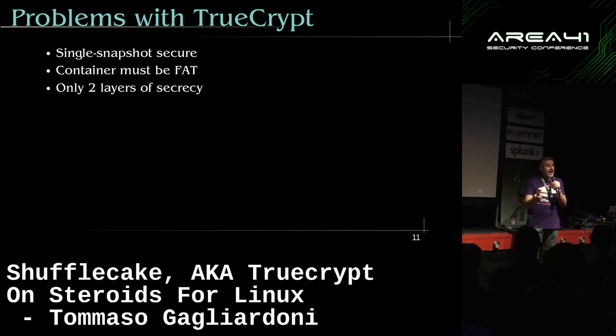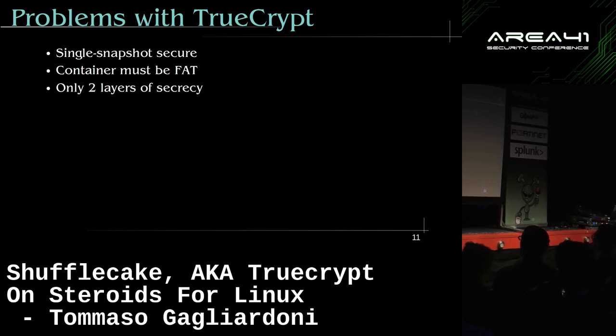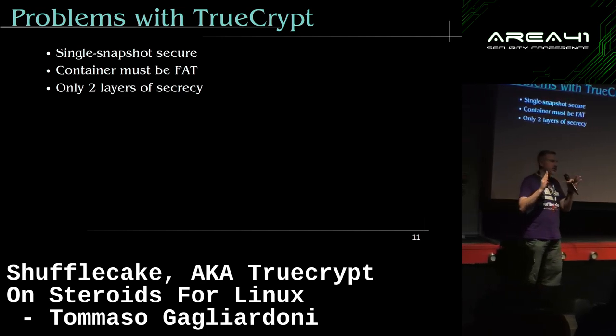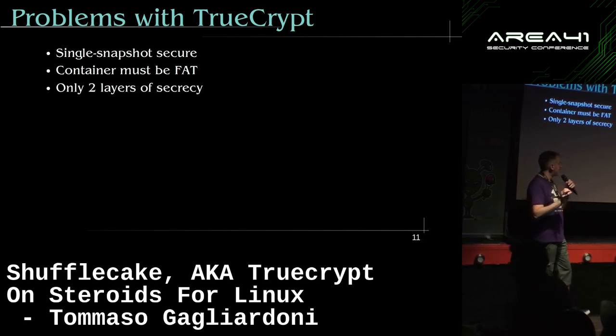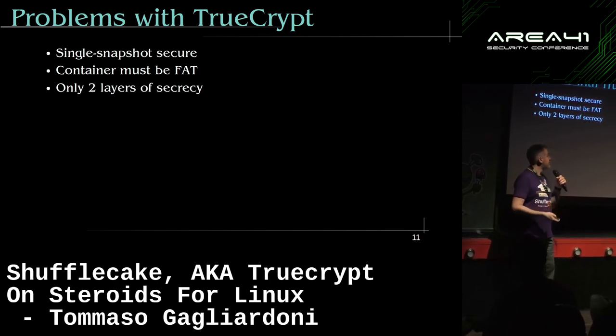The idea is that if the empty space changes between the snapshots, that doesn't sound right, because there shouldn't be any data which changes over time. So it gives away the presence of hidden data. Another big problem is the container: your decoy volume must be a FAT file system. The reason is that, unlike other more modern file systems, FAT is the only one which grows incrementally, because you need this big chunk of empty space after your decoy data in order to embed a volume.